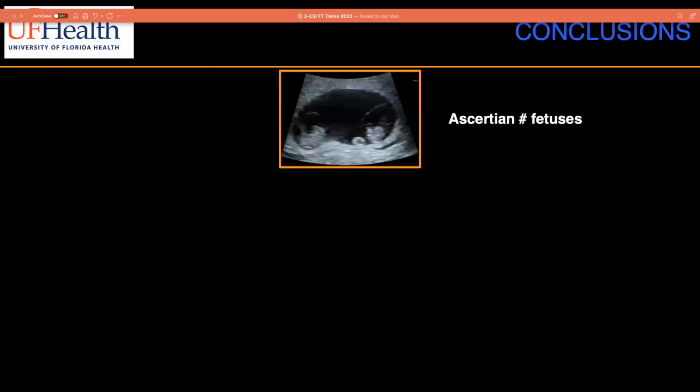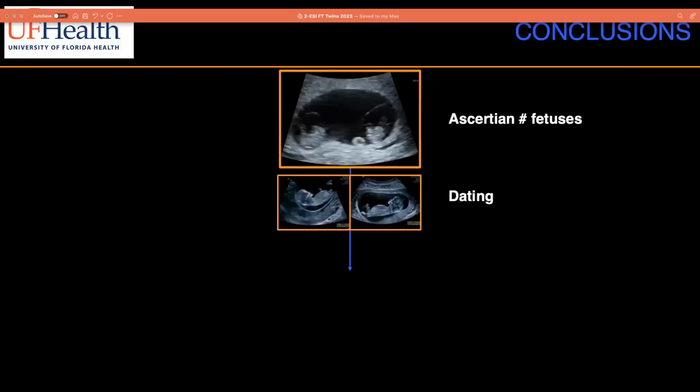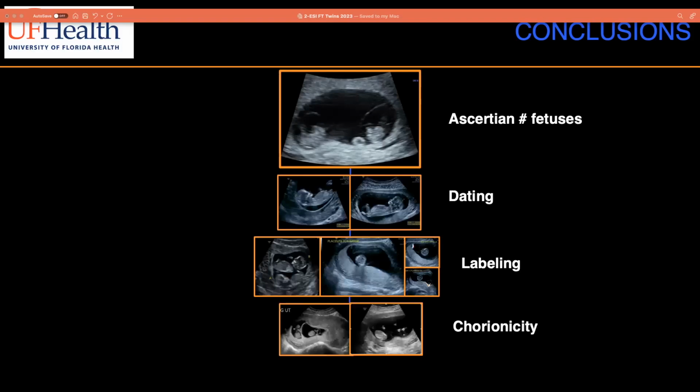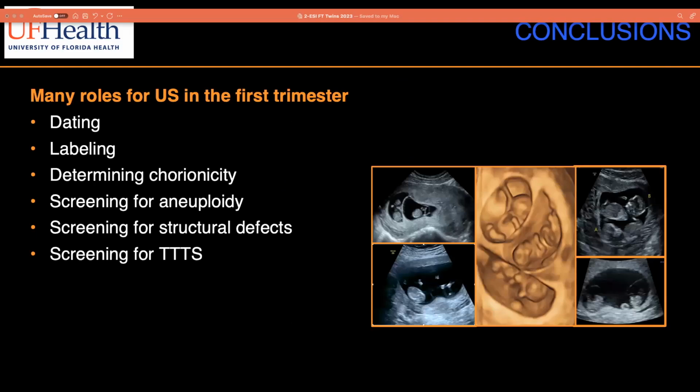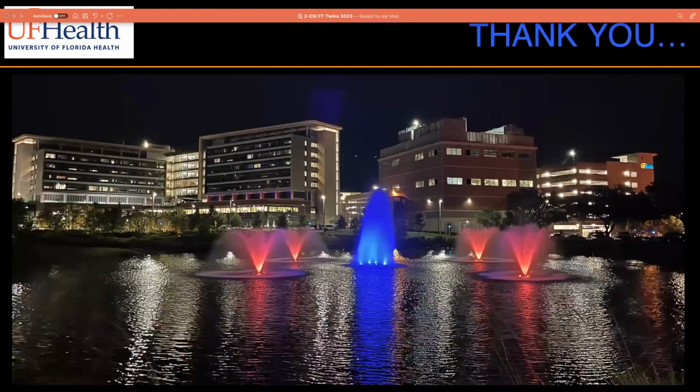So to conclude, always remember to ascertain the number of fetuses, date them properly, label them, establish chorionicity, then do your NT because it plays a role in prediction for TTTS, do your detailed anatomy and your serial growths on them. And ultrasound plays a critical role in all of these aspects to optimize their care. There's a lot more than just the CRL. And I thank you for your attention.